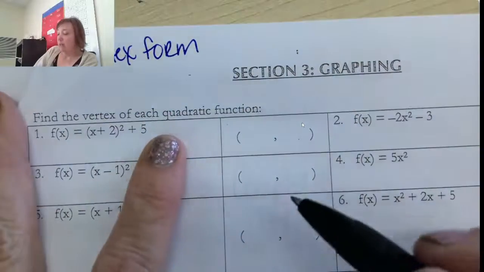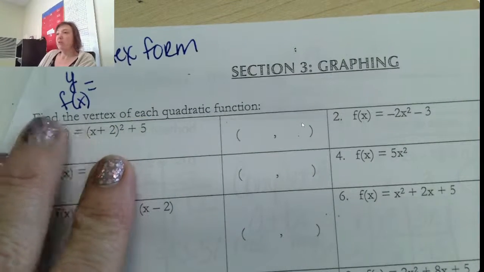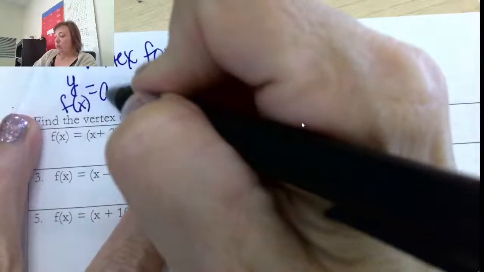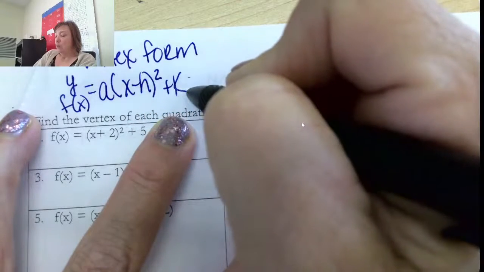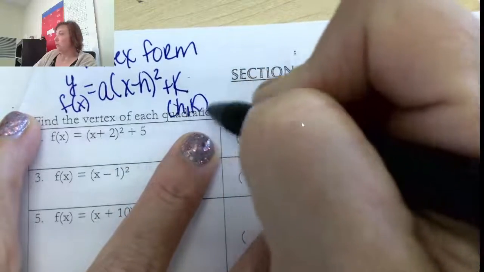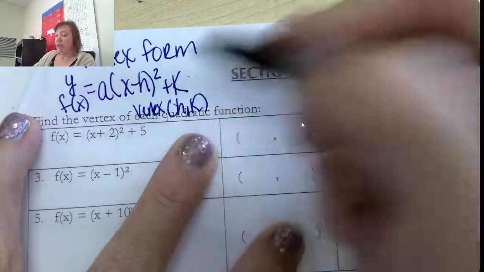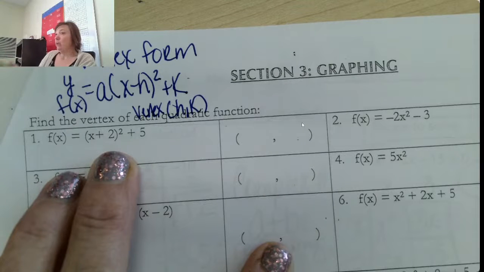In vertex form, now, first of all, before I write this, remember, it could say y equals, but it could also say f of x, and those mean the same thing. f of x is just function of x, and function of x and y are interchangeable, okay? So it would be y = a(x - h)^2 + k, and that's where h and k are your vertex, okay? That's vertex form. And so, like, if you look at number 1, that's in vertex form. So we don't have to do anything to find our vertex. Our vertex is right there.